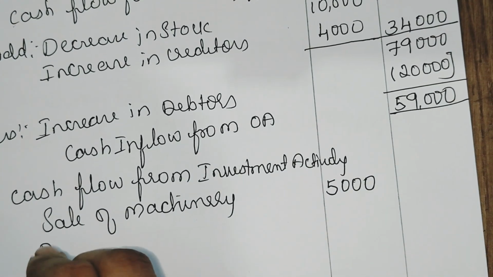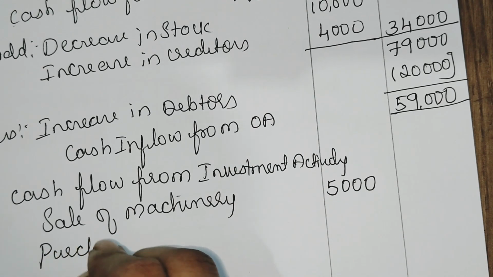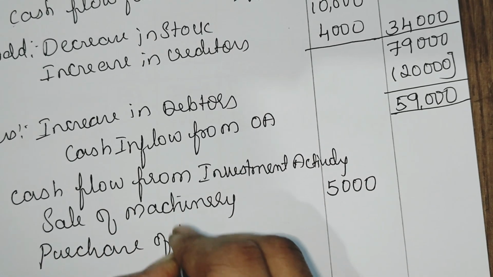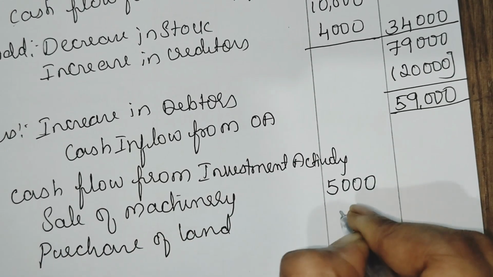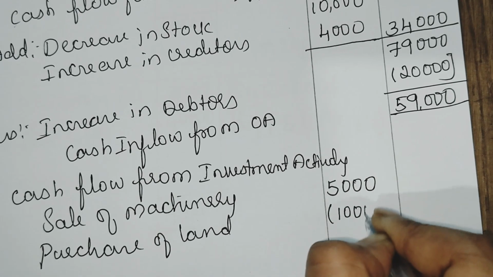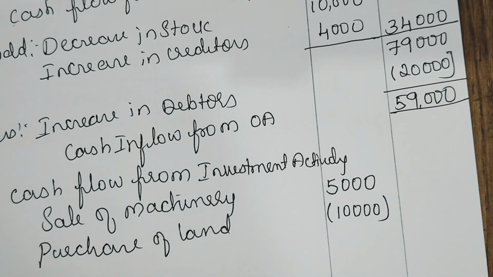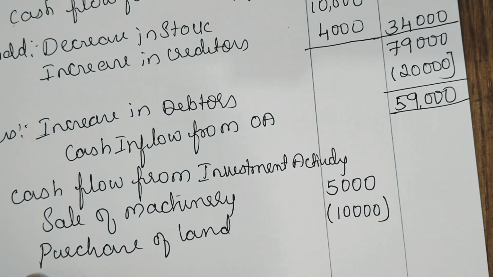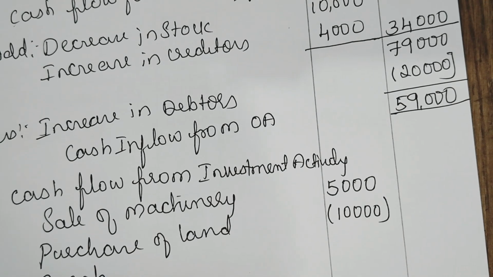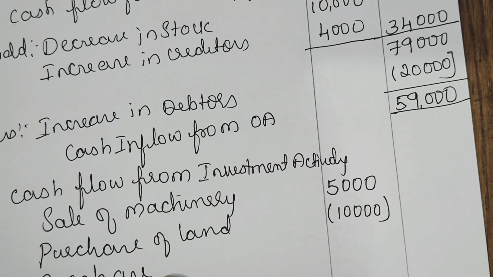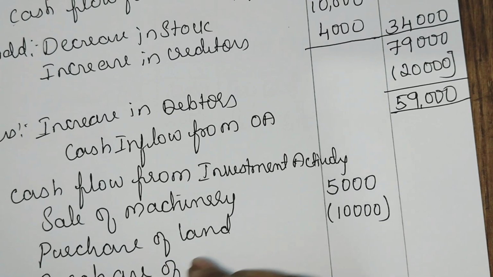Then purchase of land is there. Purchase of land is 10,000. Purchase means cash is going out. Here you have to see, in the question, the cash inflow and outflow, the changes in the cash that you need to observe.